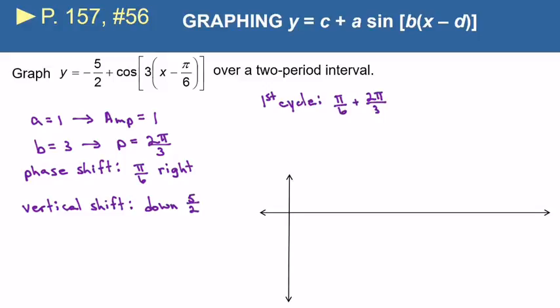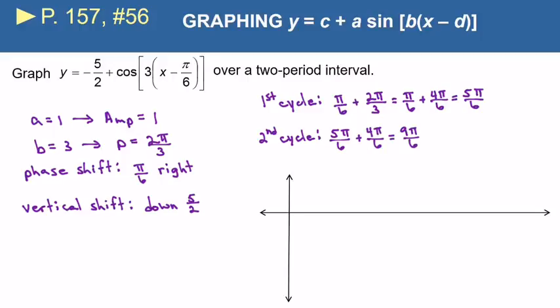Okay, so we don't need to calculate any quarter marks because our phase shift is to the right. So we'll go ahead and do the first cycle. We take starting position plus a period. Now we'll need a common denominator here, so multiply this by 2/2. And that gets you π/6 plus 4π/6, which is 5π/6. And for the second cycle, we'll do 5π/6 plus another period, which we already know is 4π/6. That gives us 9π/6, which reduces to 3π/2.